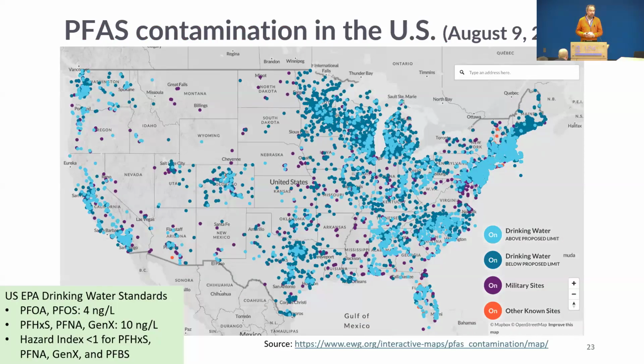PFAS have been found in very many drinking water sources and finished drinking water. This is a map from the Environmental Working Group that shows known PFAS contamination around the country as of August of this year. All the lighter blue dots are places where the EPA drinking water standards for PFAS are being violated. According to EPA estimates, somewhere in the order of 5,000 to 6,000 public water systems have to treat for PFAS because the source exceeds the standards, and that will impact about 100 million people in the United States.